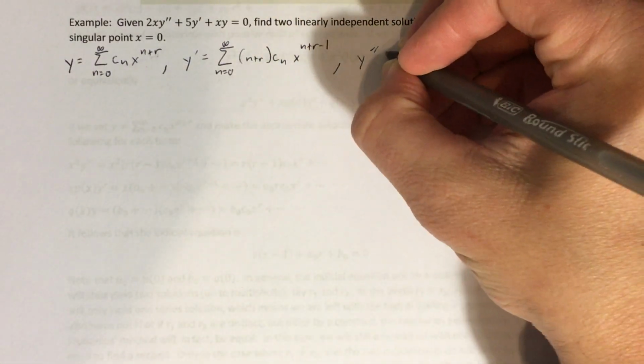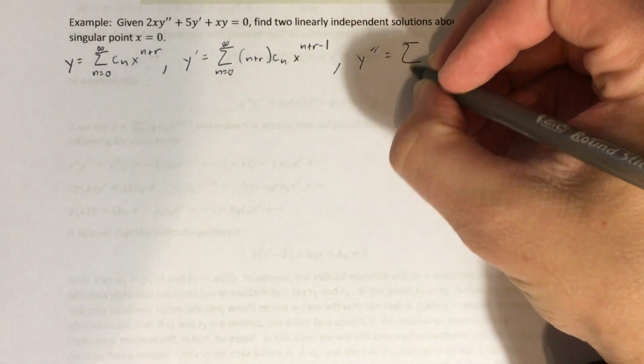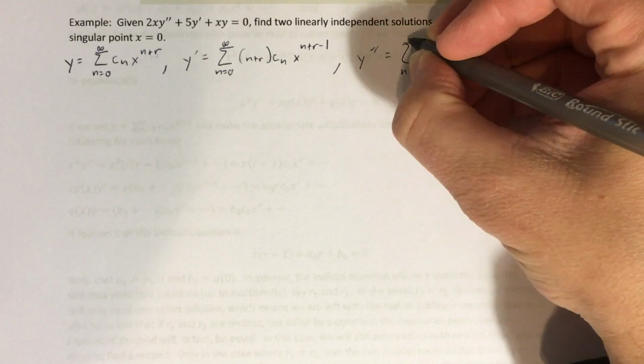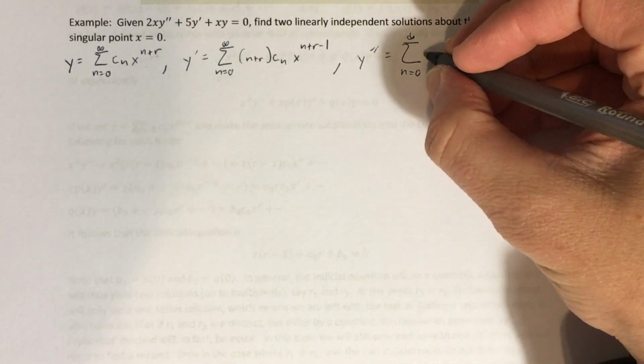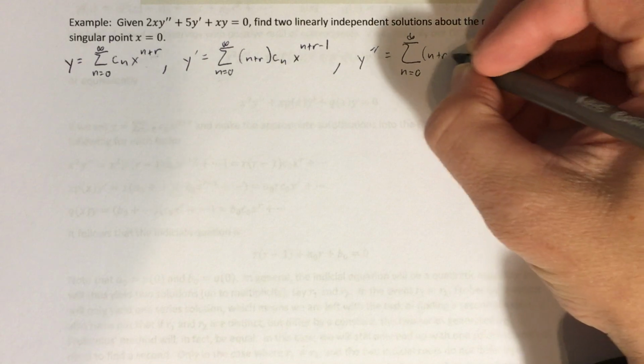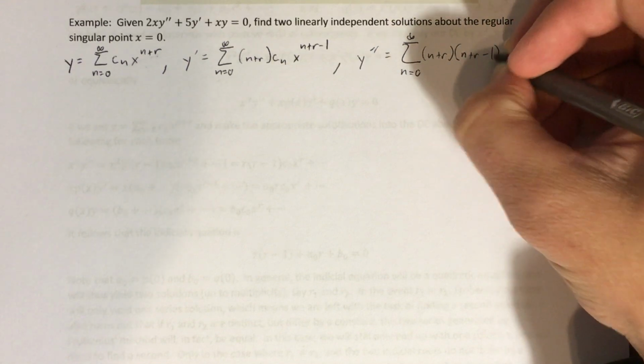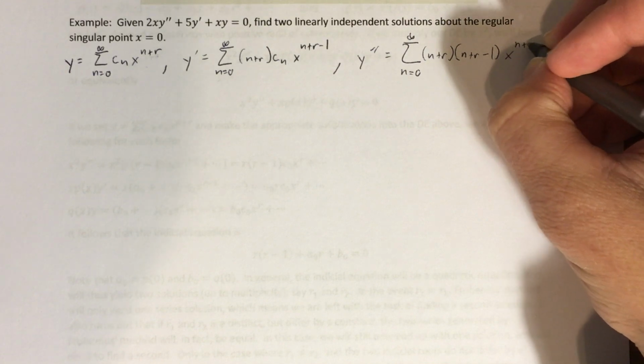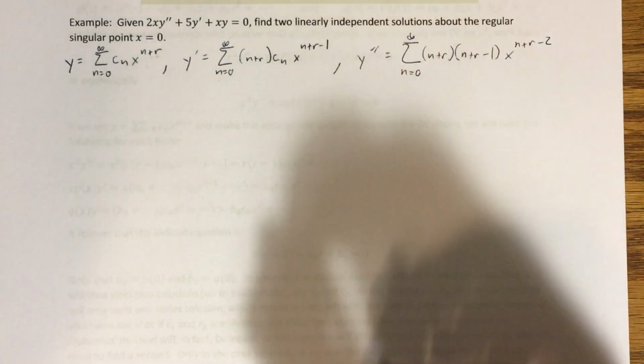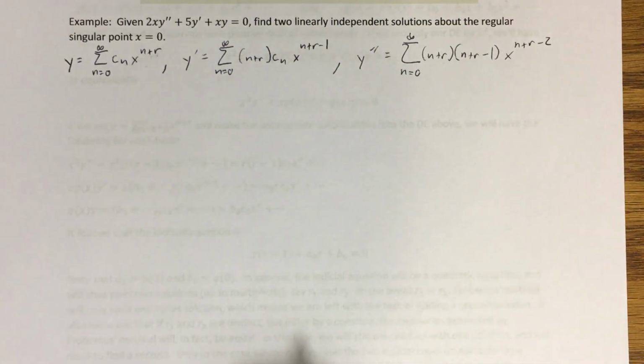For y double prime, we differentiate again, still starting at n equals 0 to infinity, and we have n plus r times n plus r minus 1, x to the n plus r minus 2. So what I want to do is substitute this into my DE, and like we've done before, combine everything into a single summation if I can.